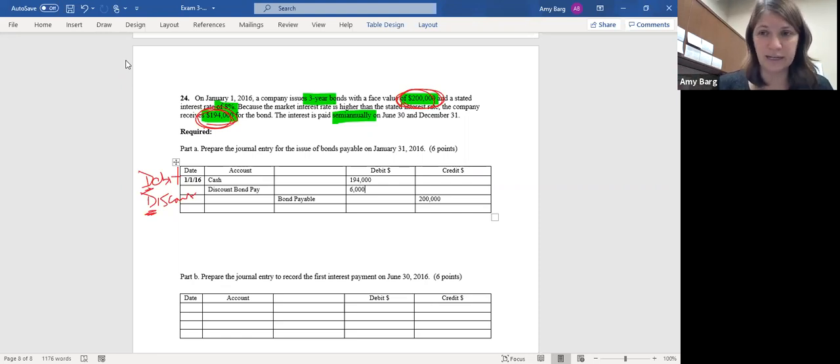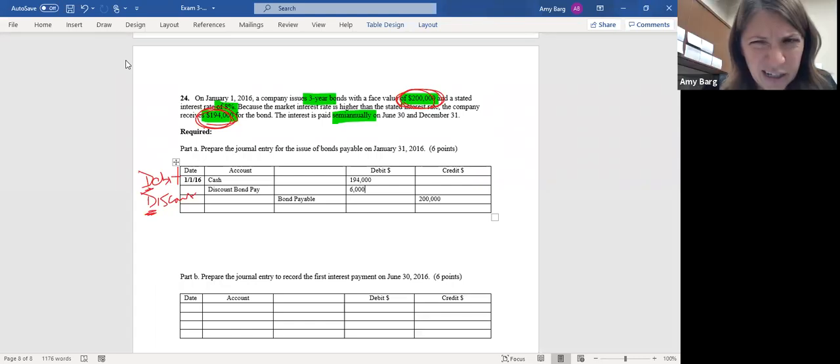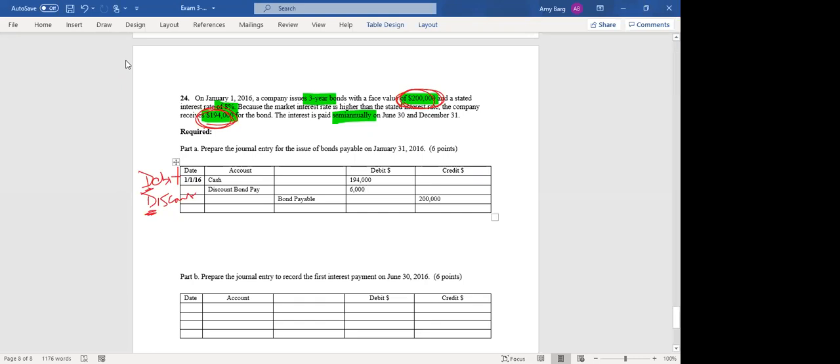If you get less money, it's a discount. Well, if your bonds payable is greater than your cash, right? Can you say it like that? If your bonds payable was bigger than your cash, it's a discount, versus a premium. Okay, thank you so much.